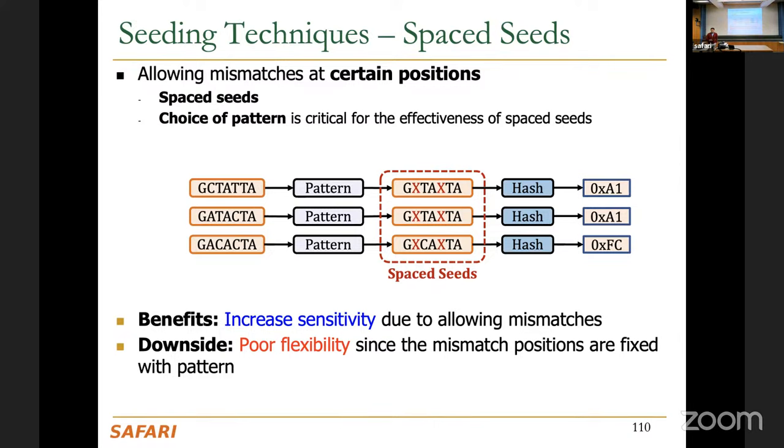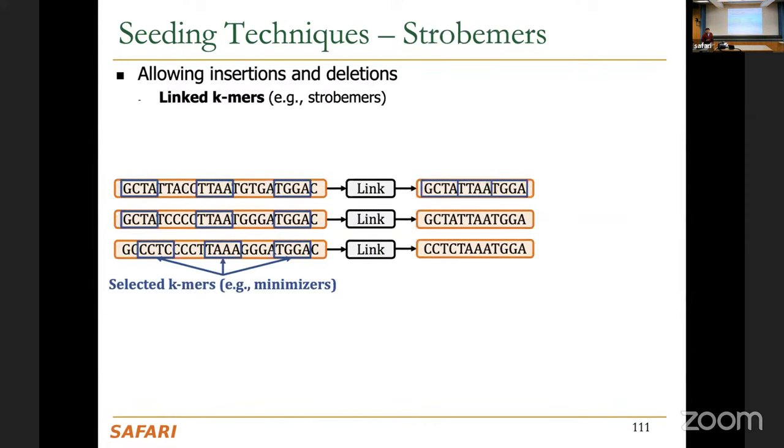And there are other techniques. This one is known as strobemers. This is very similar to minimizers, but imagine that these are the minimizers that you pick. You don't want to query each of these one by one, but you want to query them all together. So this is the idea. You find your minimizers first, and then you link them as if this is the k-mer that you want to match instead of this one.